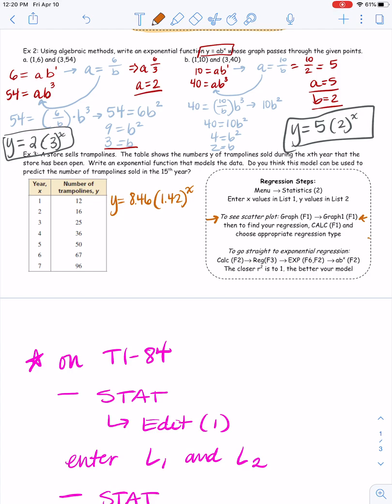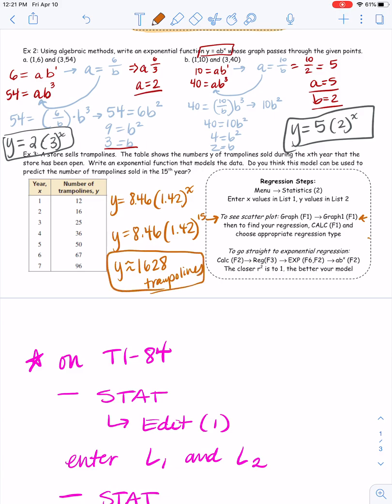Well, of course it can. What's representing the years that the store has been open? That's the X value. So all we need to do now is plug in 15 for X. And we can plug that straight into our calculator and we get approximately 1,628 trampolines sold.